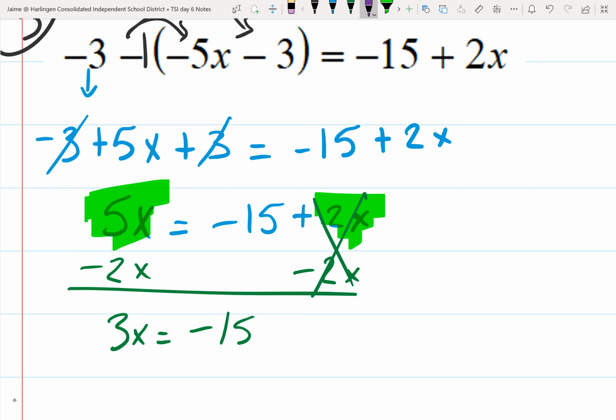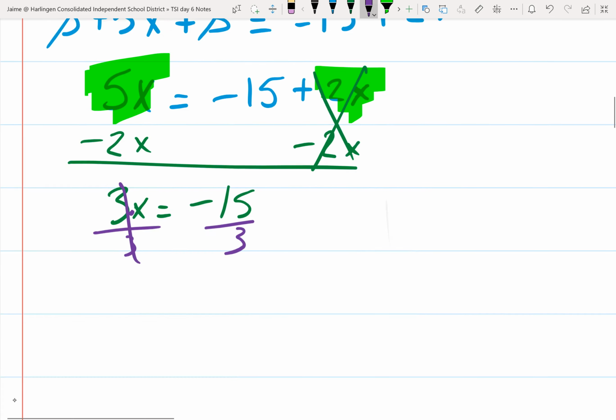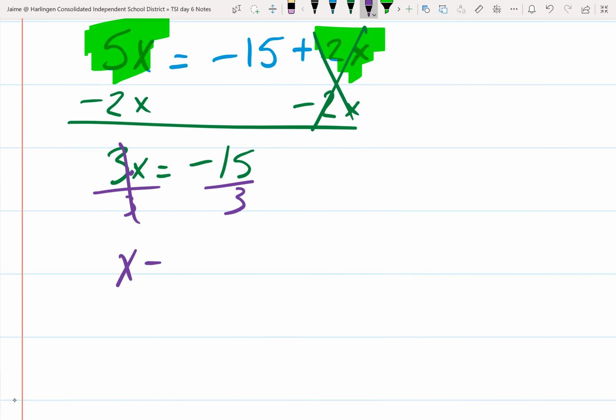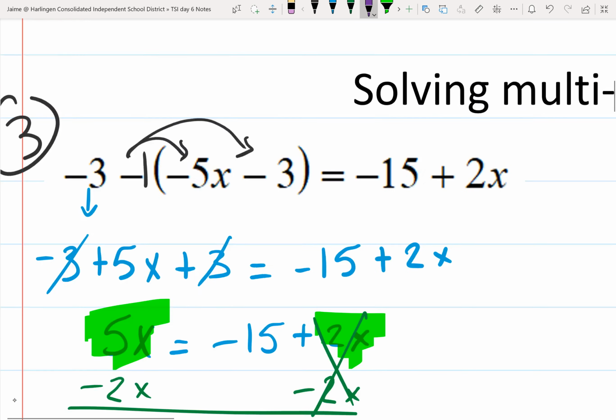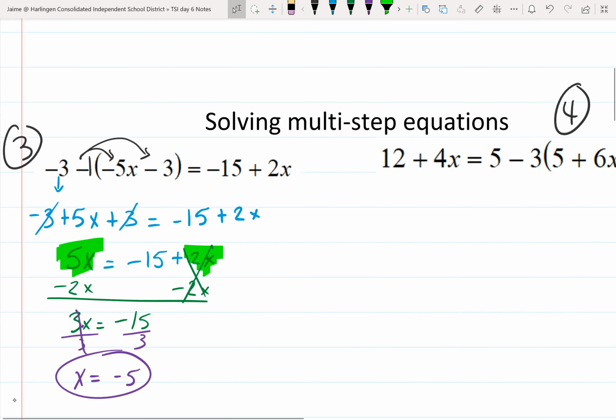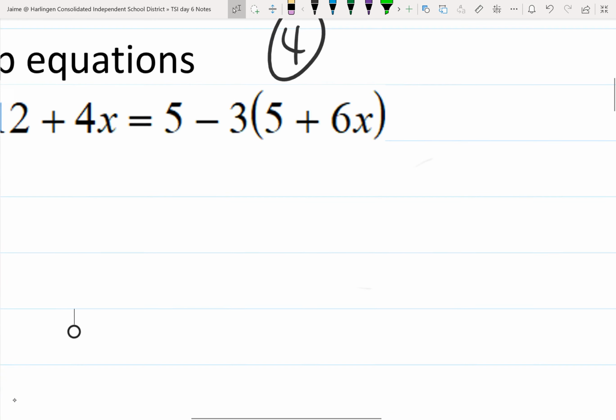How to get rid of this 3? You don't subtract it. It's being multiplied, so divide by 3. And negative 15 divided by 3, well, that'll give us that x is equal to a negative 5. Number 4.